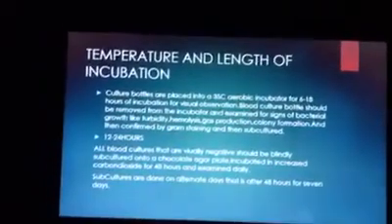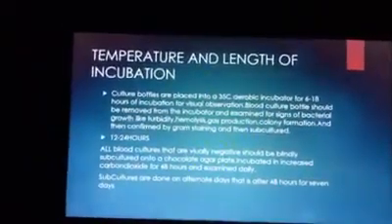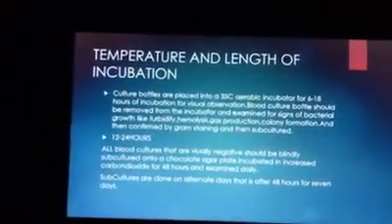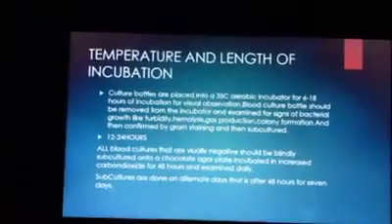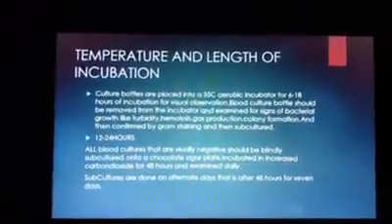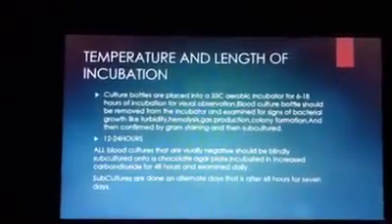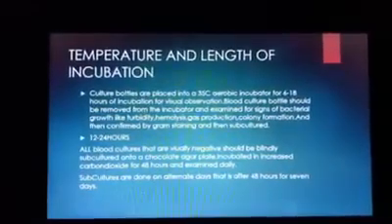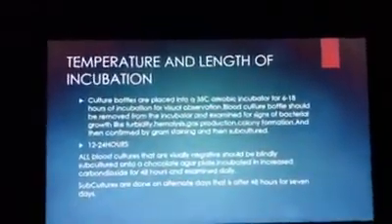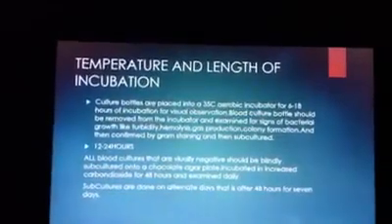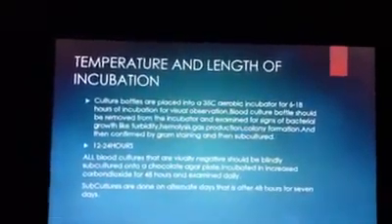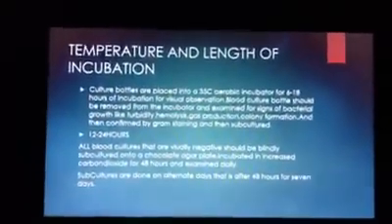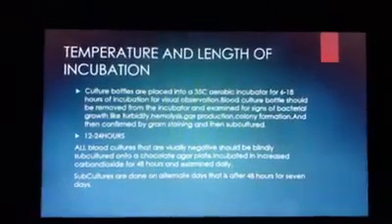After the incubation, we are going to look at the culture bottles for signs of bacterial growth. And what can it be? Blood culture bottles should be removed from the incubator and examined for signs of bacterial growth like turbidity, hemolysis, gas production, or colony formation, and then confirmed by gram staining and then subcultured.